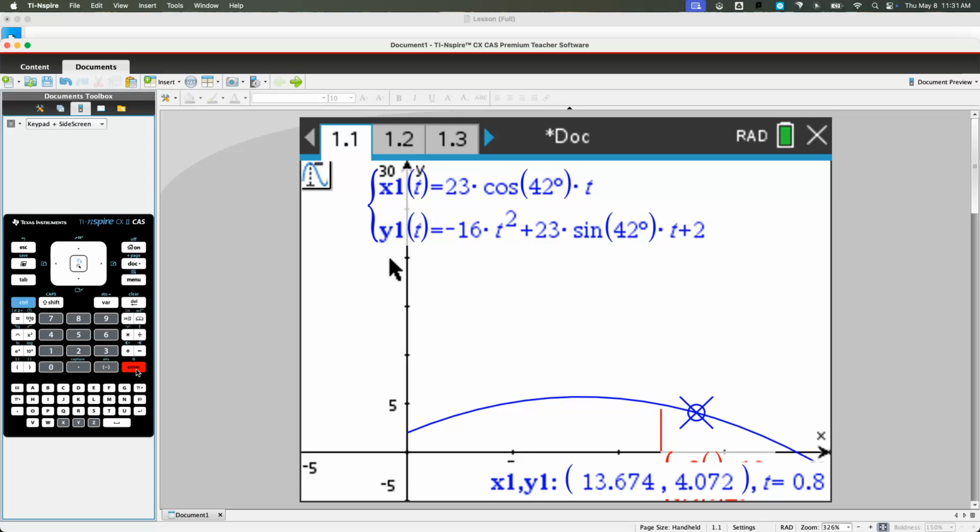Questions, comments, concerns, clarifications? Yes, Moose. So we're plugging in the time into the y equation. Both equations, because it asks for the position.